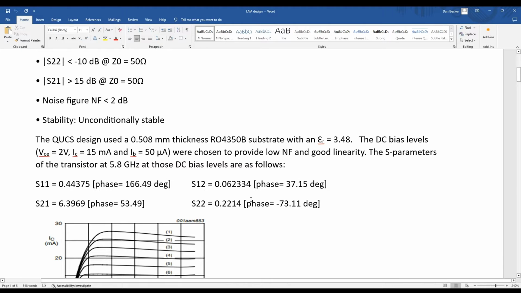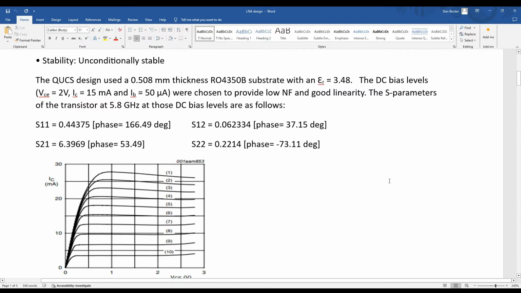This design was done in QUCS, an open source design program, and we utilized this RO4350B substrate with a relative permittivity of 3.48.